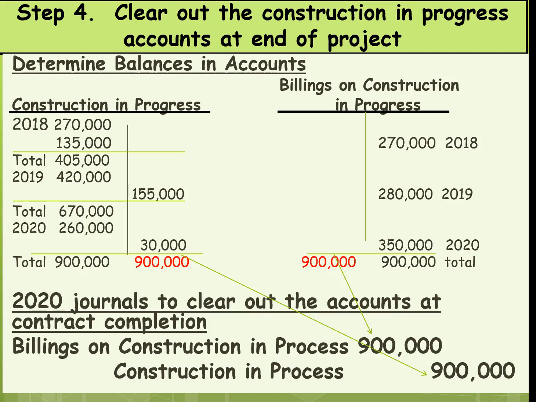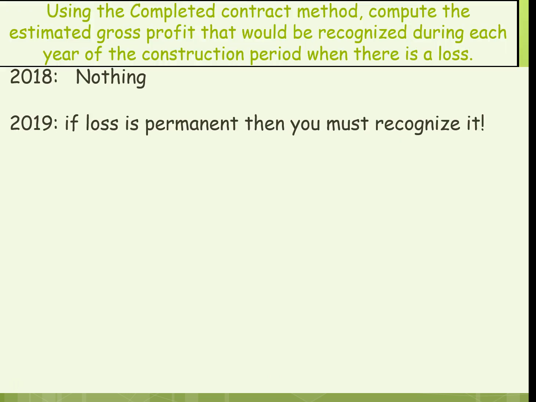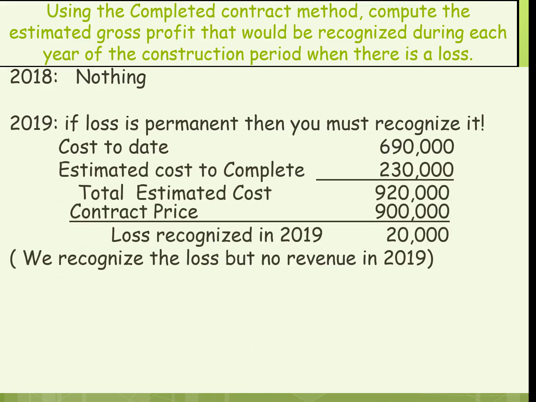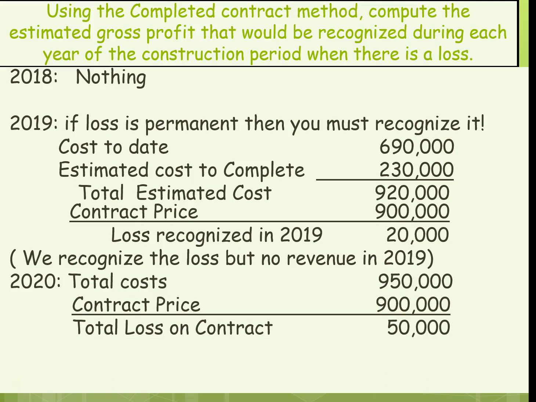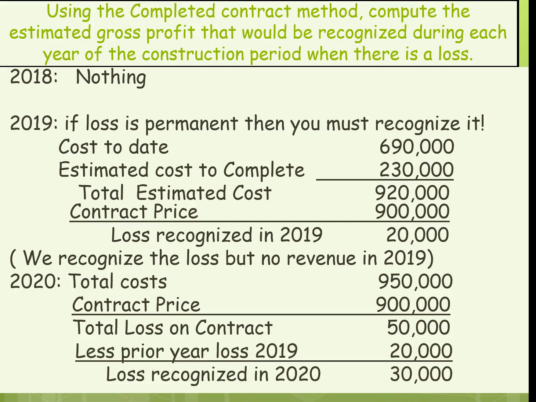Now, what do we do if we're looking at completed contract? Completed contract, we do nothing in 2018. In 2019, if loss is permanent, then we have to recognize it. Cost to date is 690. Estimated cost to complete is 920, which means we have to recognize a loss in 2019. Now remember, we do not recognize any revenue, only the loss. In 2020, we've got total cost of 950, contract price of 900. We've already recognized 20, so the amount of loss we're recognizing in 2020 is 30,000. So now let's look at the journal entries.